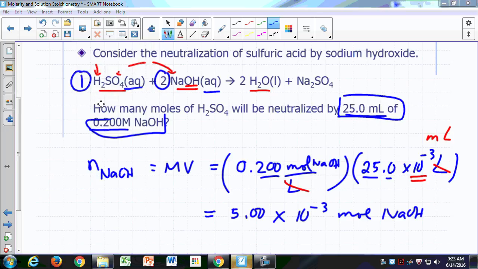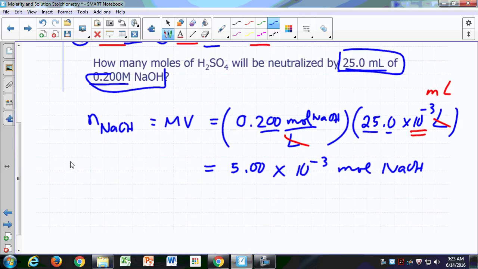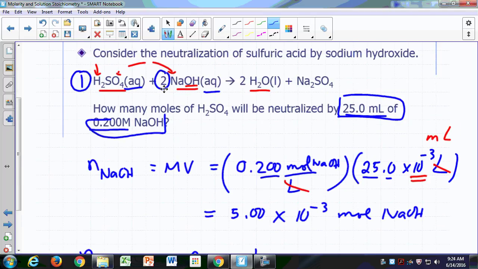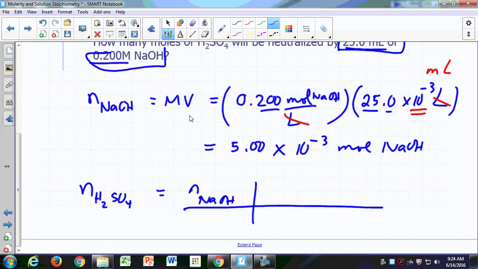Okay, so now that I know moles of sodium hydroxide, I can use the stoichiometric coefficient ratio to determine moles of sulfuric acid. So all I have to do is say moles of sulfuric acid is equal to moles of sodium hydroxide times, according to my balanced equation, 1 mole of sulfuric acid reacts with 2 moles of sodium hydroxide. So 1 mole of H2SO4 for 2 moles of sodium hydroxide.